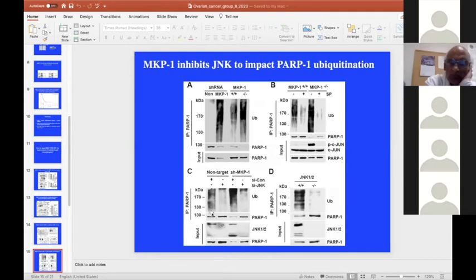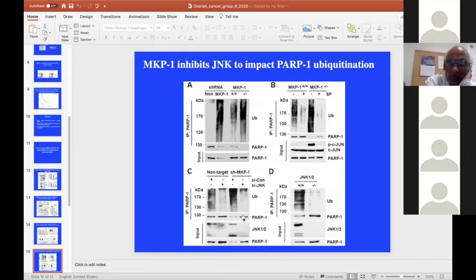Then we went further. We took these knockout ovarian cancer cells. We used shRNA to knock down JNK or used the control shRNA. So when we knock down JNK, we can decrease the ubiquitinated PARP1, and correspondingly we can increase the PARP level, the total PARP level. So this suggests that JNK actually plays a role in PARP1 ubiquitination.